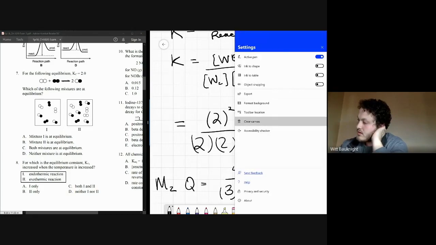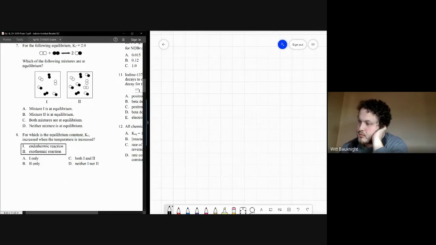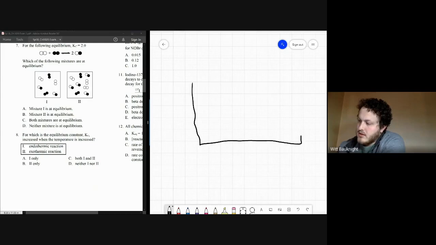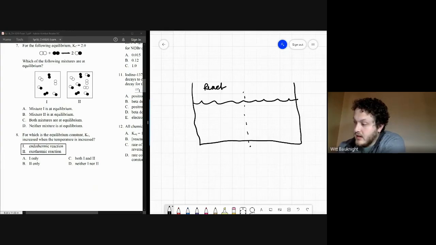All right. So let's talk about problem number 8 now. For which is the equilibrium constant Kc increased when the temperature is increased? So we're thinking about Le Chatelier's principle here. And whenever I talk about Le Chatelier's principle, I imagine a fish tank. And this fish tank represents a chemical reaction. Here are the reactants, and here are the products.